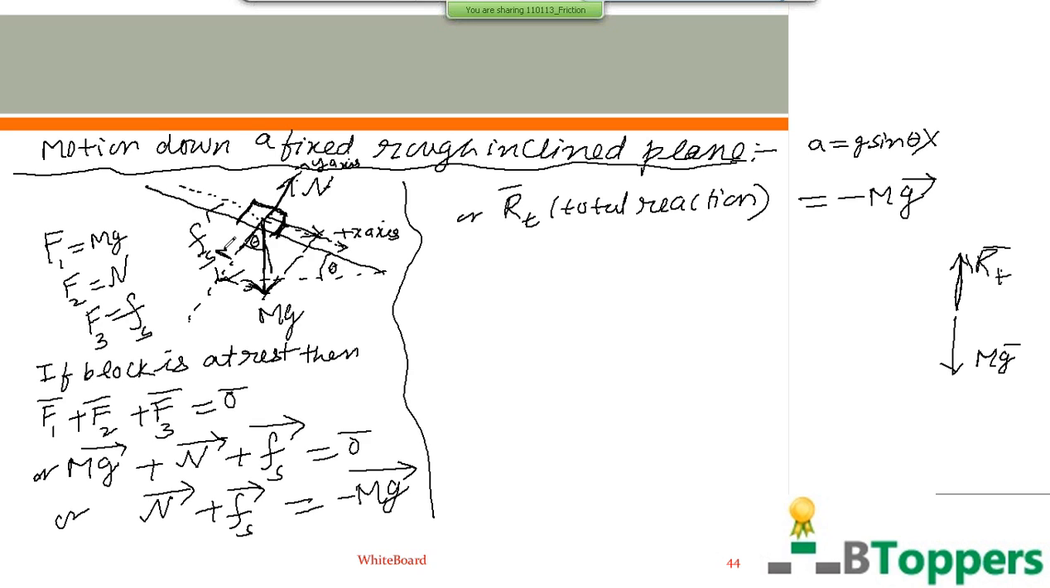The component mg cos theta acts perpendicular to the inclined surface and opposite to the normal reaction. The component mg sin theta acts down the inclined plane along the positive direction of the x-axis.